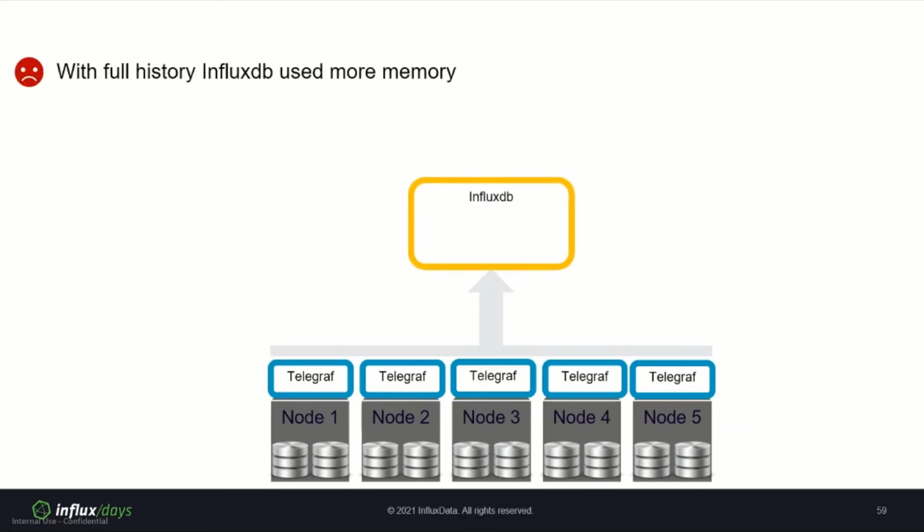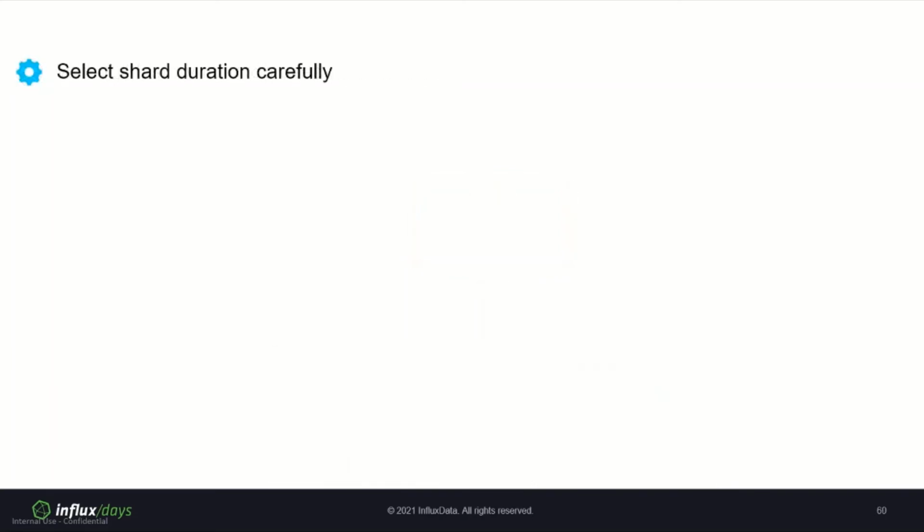But when we set up longevity testing on our cluster and it was running for a few months, we discovered that after a few months, InfluxDB started to consume much more memory than we expected. We knew that keeping a long history would cost some resources, but the amount of resources used by InfluxDB was too high. After investigation, we found that the problem was in the InfluxDB index.